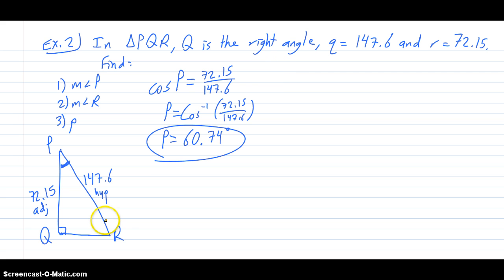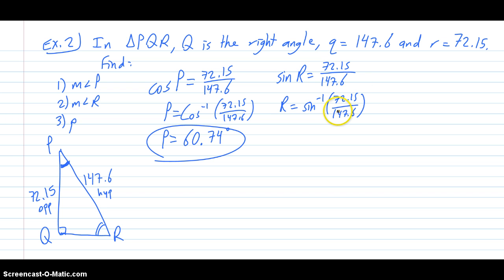Now, how do I find angle R? Well, there's actually 2 ways you could do this. You could say, well, from R, isn't this the opposite, and this is the hypotenuse, right? So what I can do is take the sine of R equals 72.15 over 147.6. I can take the inverse sine of all that, and when I do, I get 29.26 degrees.